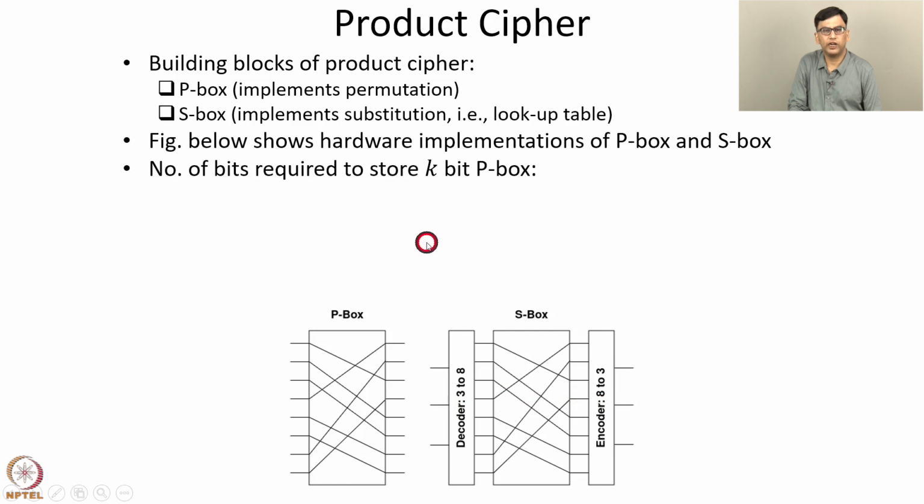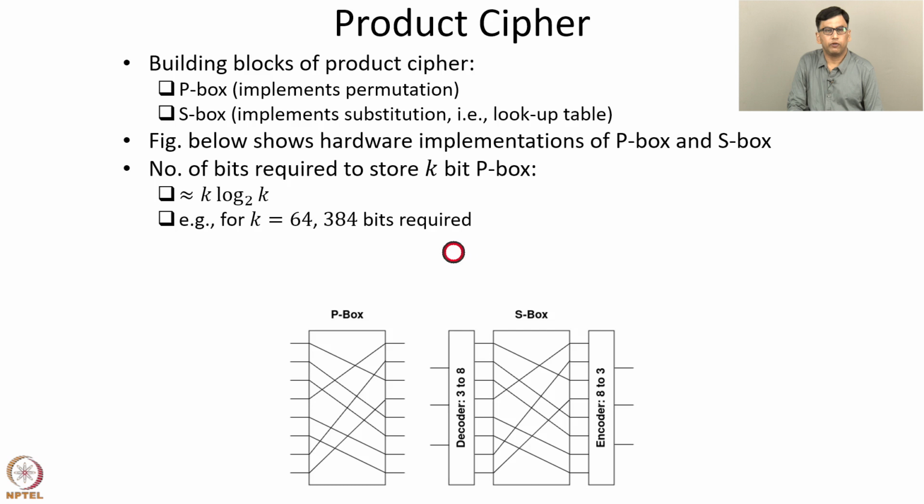What is the number of bits required to store a k-bit P box in software? The number of bits required is approximately k times log of k to the base 2. The reason is that we have to specify the output for k possible inputs. So for each of the k possible inputs, we have to specify the output. That requires k log k to the base 2 bits. For example, for k equals 64, 384 bits are required.